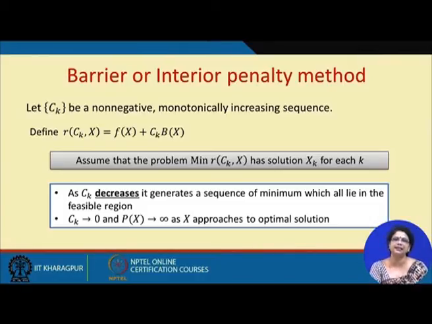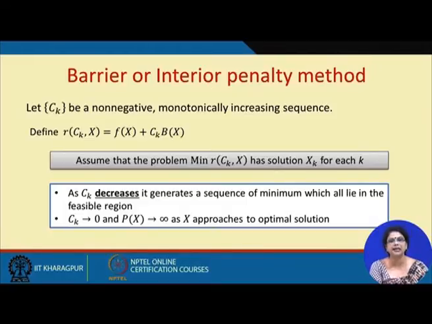But there is another convention you will see in the literature: in the barrier function method, people do not consider the barrier parameter as C_k. They consider 1 by C_k. That convention is there. Why is it so? Because to make it similar to the exterior penalty function method. As we are saying that we are trying to decrease C_k, if I make it 1 by C_k, then we can say that we are increasing 1 by C_k. That is why that convention is there.